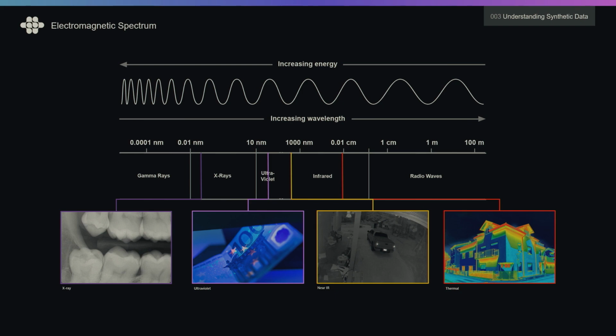The interesting thing about these non-standard domains is that all the challenges that you have with collecting data in the visible light spectrum are often compounded in these alternate domains, just because they become even more difficult to collect the right distribution of data.